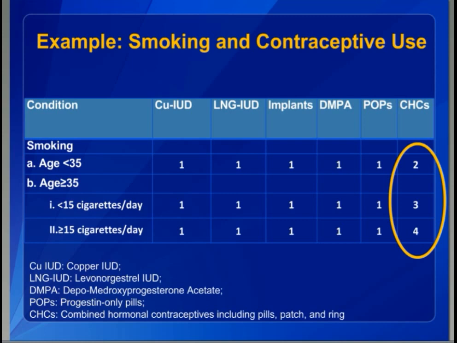A smoker aged under 35 years can generally use CHCs, which is classified as Category 2. For a smoker 35 years or older who smokes less than 15 cigarettes per day, use of CHCs is usually not recommended unless other methods are not available or acceptable to her, and that's Category 3. And finally, for smokers over 35 who smoke 15 or more cigarettes, the use of CHCs poses an unacceptable health risk, which is primarily the risk for myocardial infarction or stroke, and so that's a Category 4 condition.